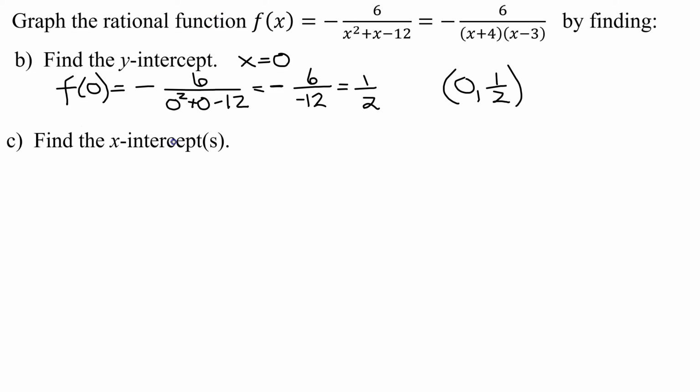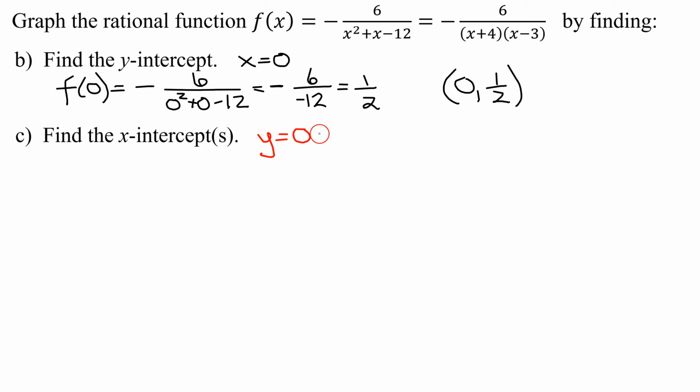Next, we need to find the x-intercepts. And how do you find the x-intercepts of any function? You set y equal to 0, or in this case, you're going to set f of x equal to 0. So I'm going to have 0 equals, I'm going to use this form of the function, negative 6 divided by x squared plus x minus 12.